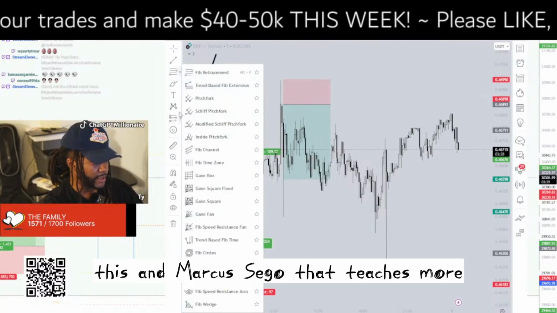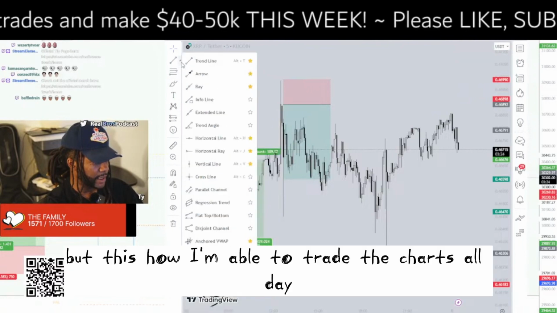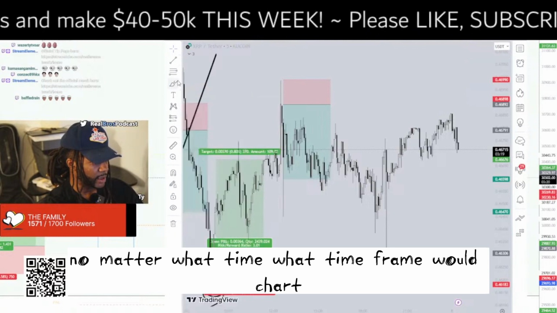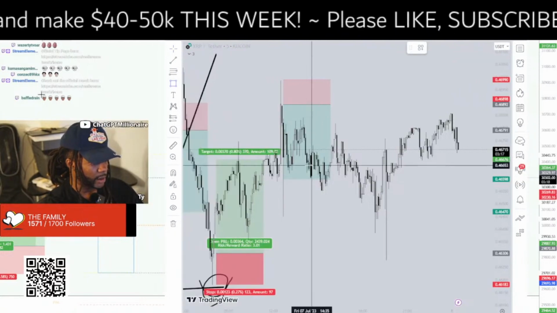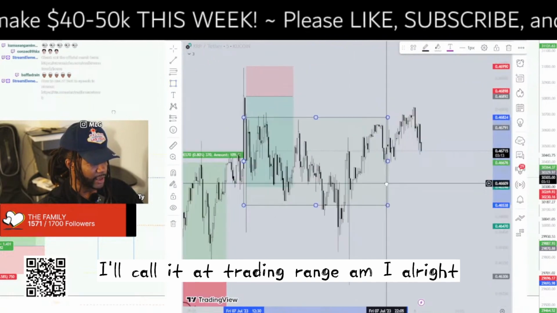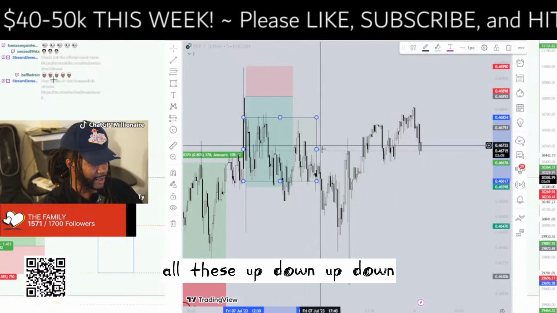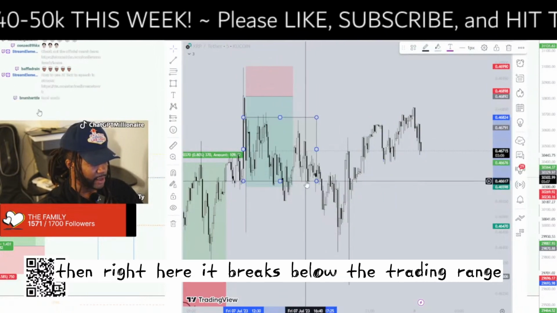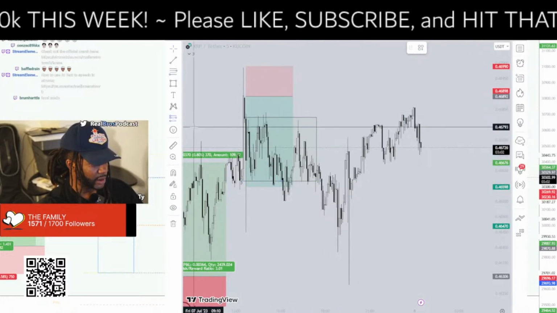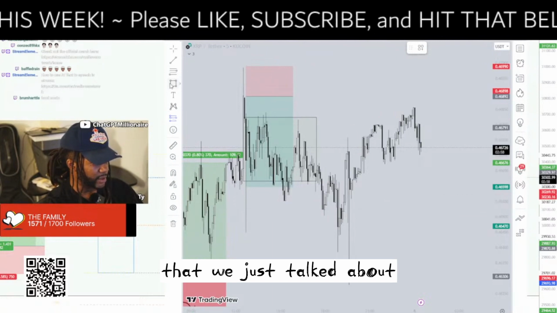In market cycles, I teach this more. But this is how I'm able to trade the charts all day, no matter what time frame, what chart. I'll be like, all right, I call that a trading range. All these ups and downs, that's like a trading range for me. Then right here, it breaks below the trading range, and then it starts that pattern that we just talked about.